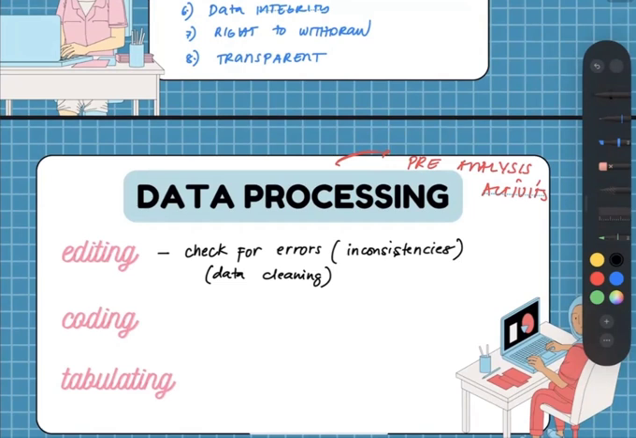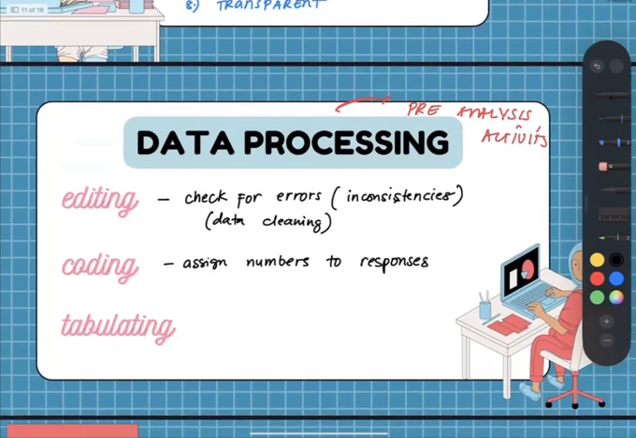Now, coding, on the other hand, is where you assign numbers to responses. So remember that when we do your data collection, not all the data that you'll be gathering are numerical in nature. For example, if you're going to ask for demographic variables, you have to count how many males, how many females. So you assign a numerical code so that it'll be easier for software to process these data. Especially if your data are originally in words.